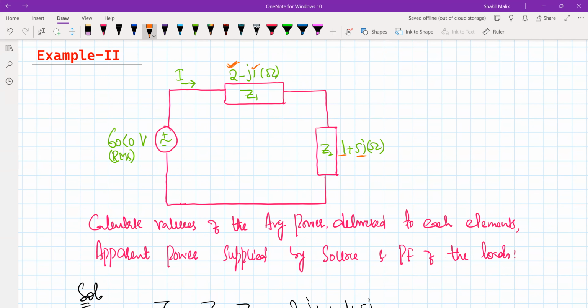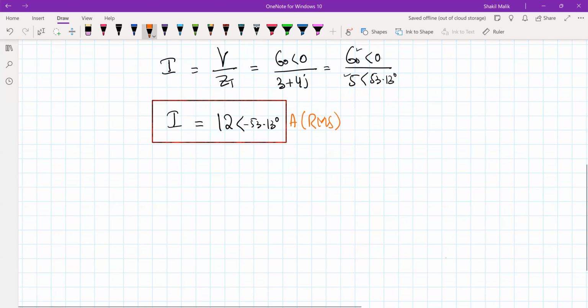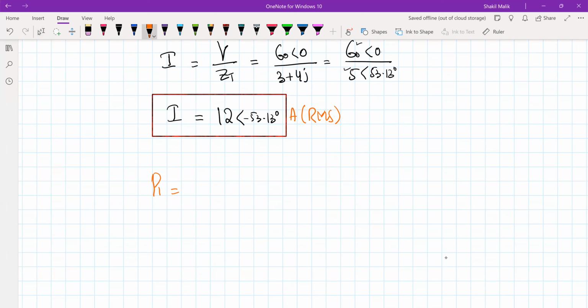So resistance consumes power. Now if we say P1 is the power consumed by the element Z1, it is given simply by I RMS square multiplied by the resistance, so let's call it R. Now what's I RMS square? It is simply 12 squared, because it is given as RMS, the magnitude of this current, multiplied by 2, if you remember the definition from the previous class. Let me check.